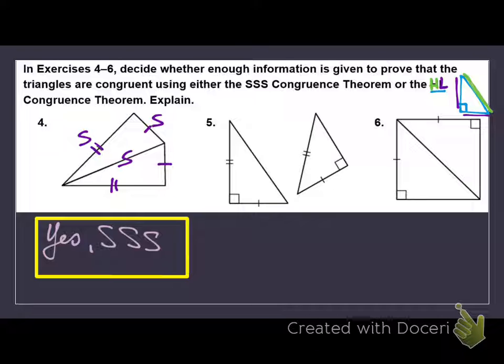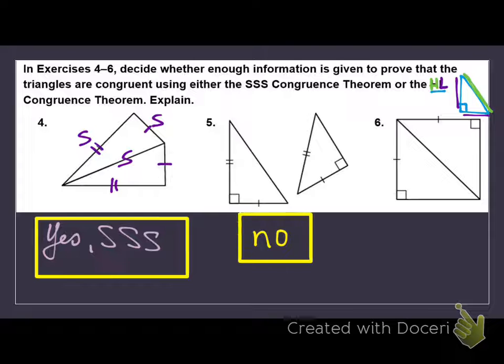Number 5, we have a right triangle. We want to ask, is this hypotenuse, leg? Is the hypotenuse marked congruent on my first triangle? No. This is my hypotenuse. Is there any tick mark on it? There is not. So it's definitely not hypotenuse, leg. Is it side, side, side? No. Why not? Because there's an angle and there's no extra side. The third side isn't congruent to the third side. So this is neither of those.